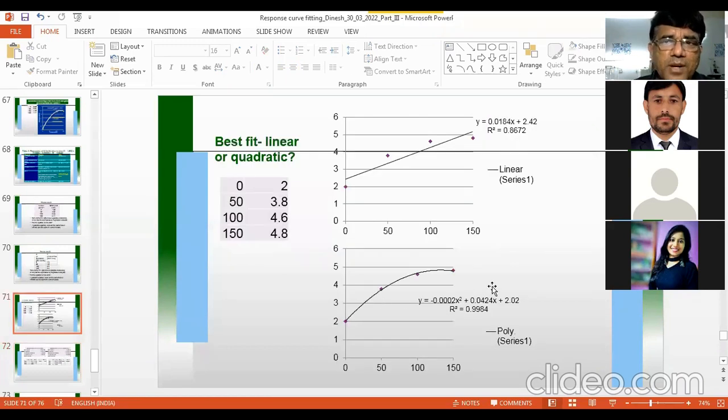But sometimes you will come across cases where both the results are significant. In that case, you can see R square. The one with the higher R square will be the better choice.